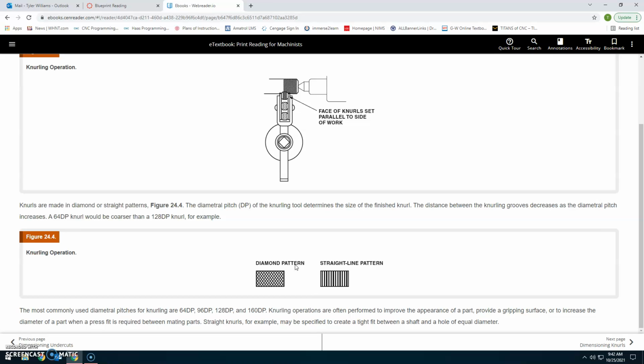Knurling operations are often performed to improve the appearance of a part, provide a gripping surface, or to increase the diameter of the part when a press fit is required between mating parts. Straight knurls, for example, may be specified to create a tight fit between a shaft and a hole of equal diameter.